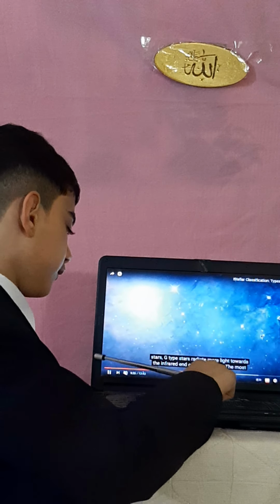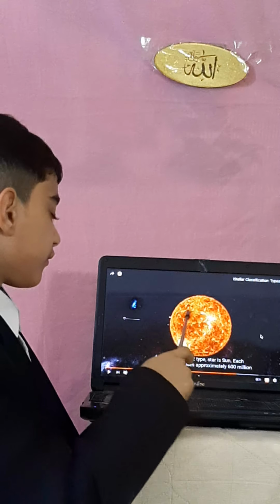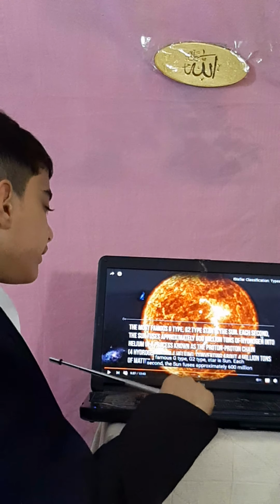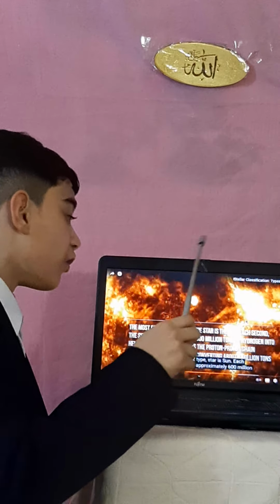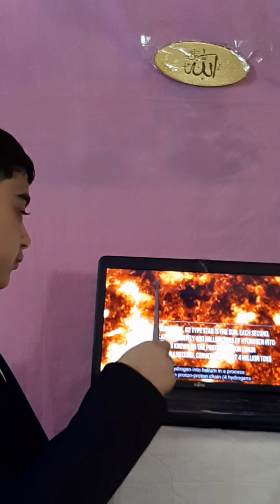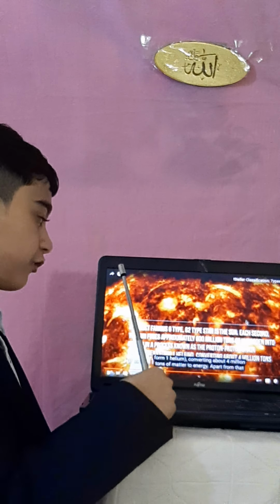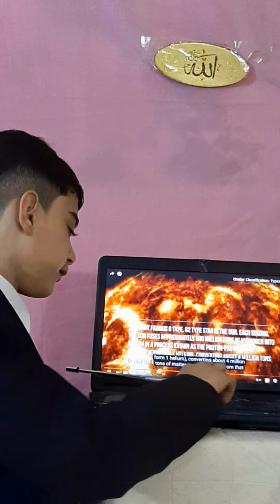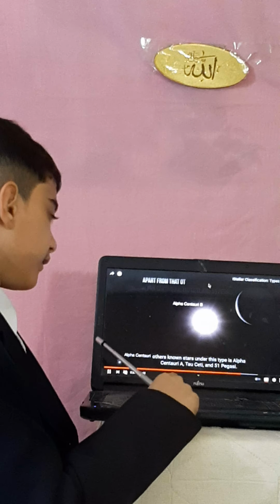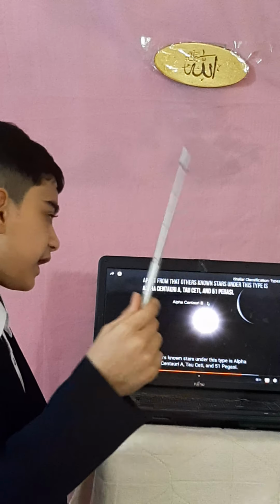The most famous G-type is the G2 type star, the sun. Each second, the sun fuses approximately 600 million tons of hydrogen to helium in a process known as the proton chain, converting about 4 million tons of matter to energy. Apart from that, other known stars of this type are Alpha Centauri A, Theta Ceti and 51 Pegasi.